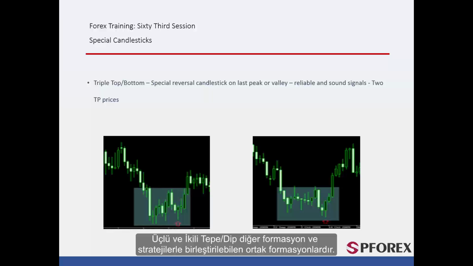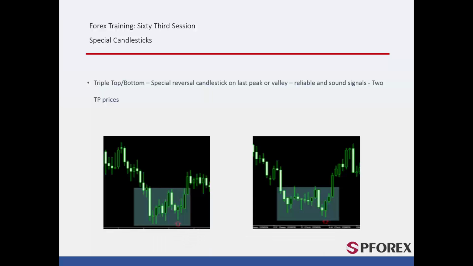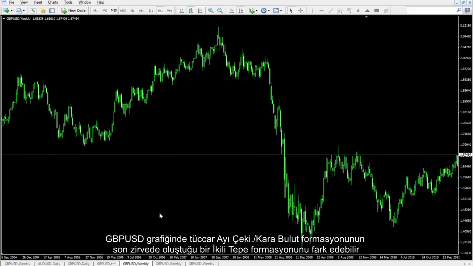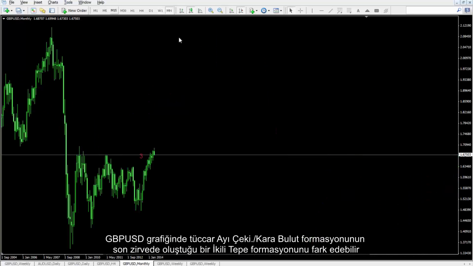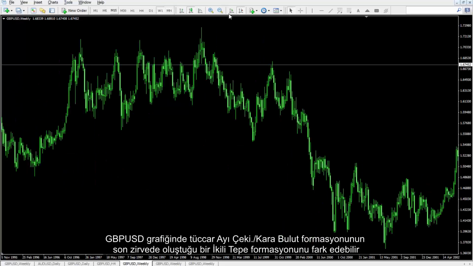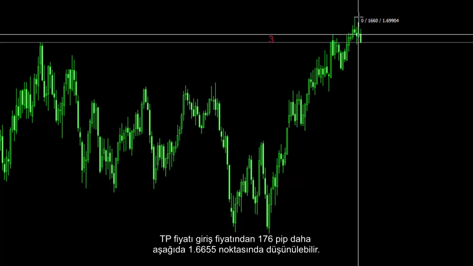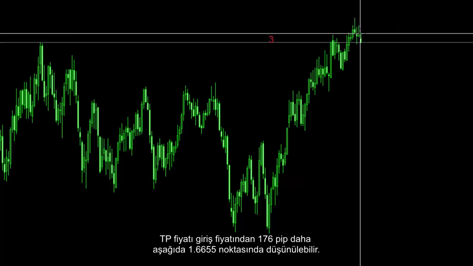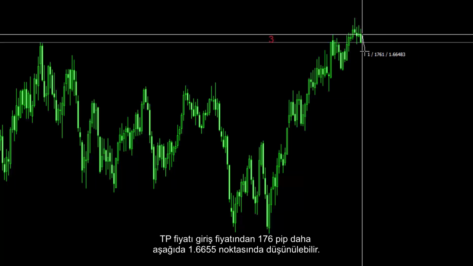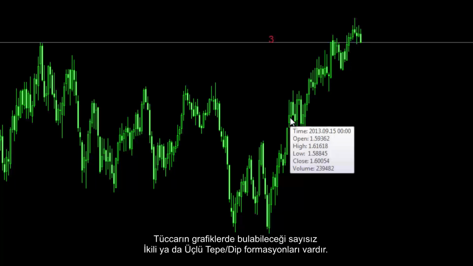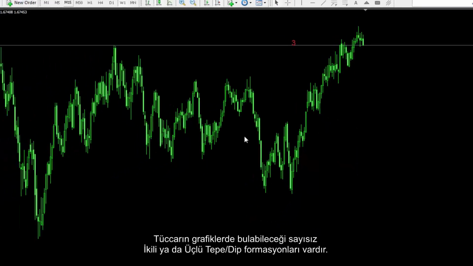Triple and double top or bottom are common patterns which can be combined with other patterns and strategies. On the British pound against US dollars chart, a trader can detect a double top pattern in which a bearish hammer or dark cloud pattern has formed on the last peak. Thus, a trader could place a sell order under the given candle. TP price can be considered 176 pips lower than entry price on 1.6655. There are numerous double or triple top and bottom patterns a trader can detect on charts.